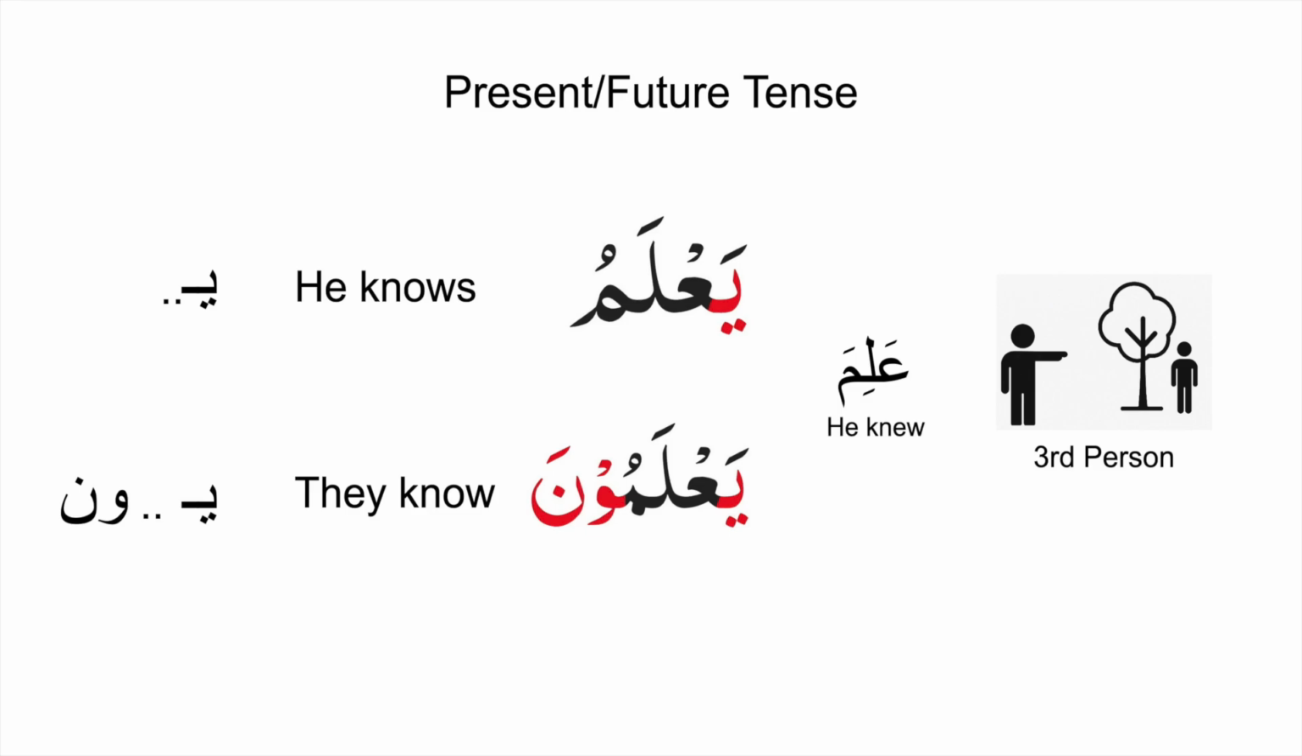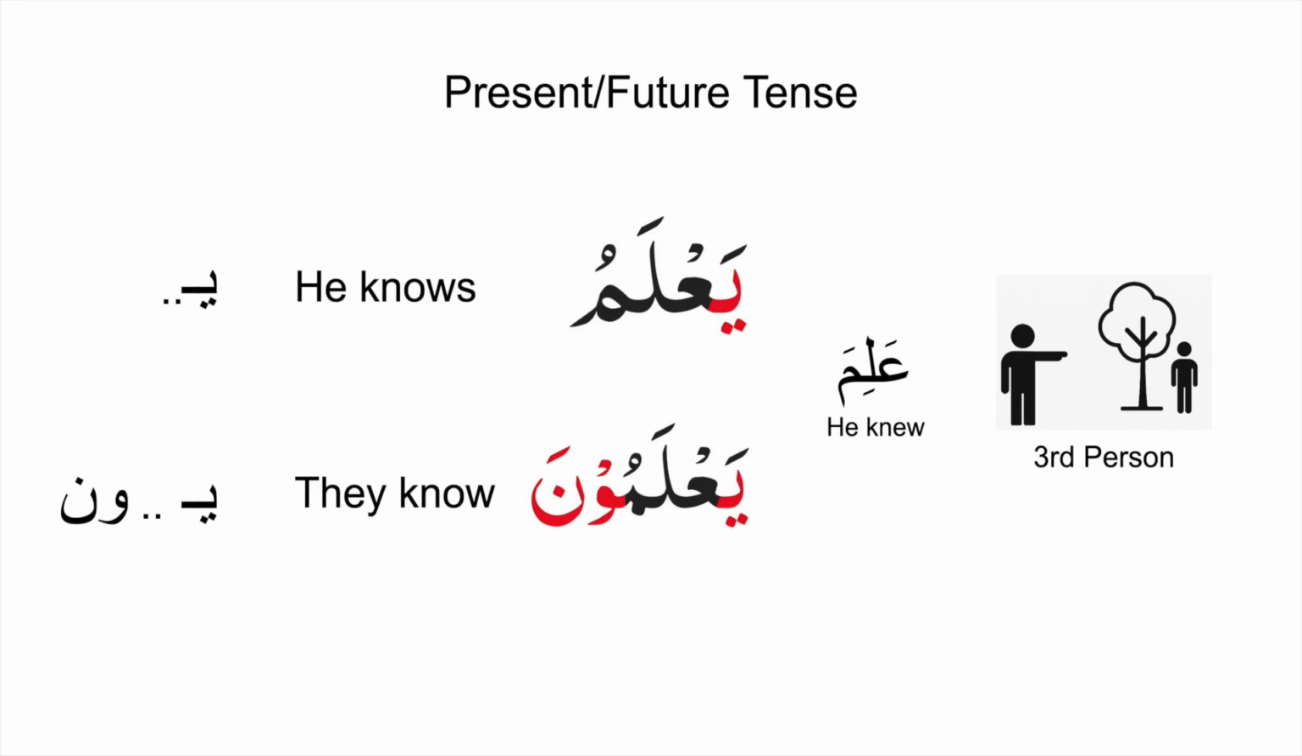Now let us focus on the third person first. That is, he and they. Earlier, you saw the past form, alima. It means he knew. Now look at the present form, ya'lamu. It means he knows. Notice something important. In present tense, a letter is added at the beginning. The letter ya at the start tells you this is third person.